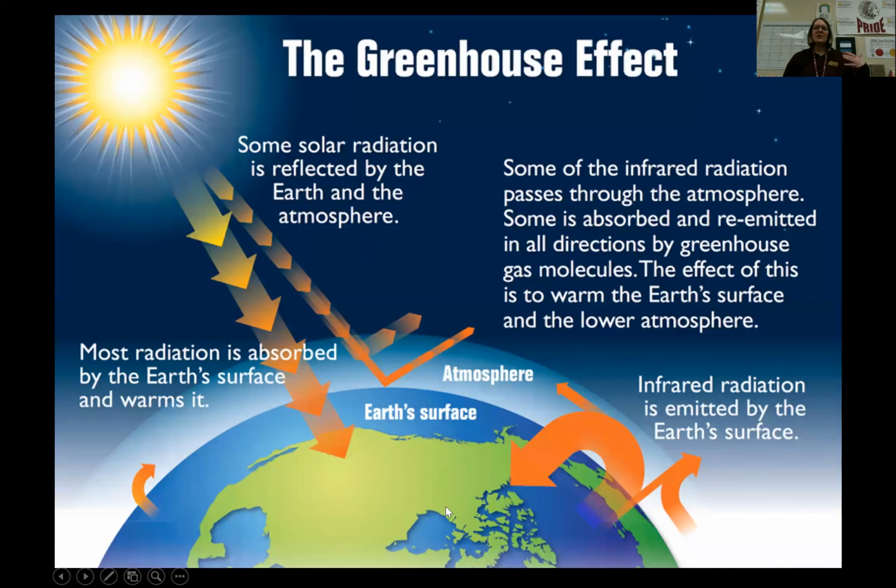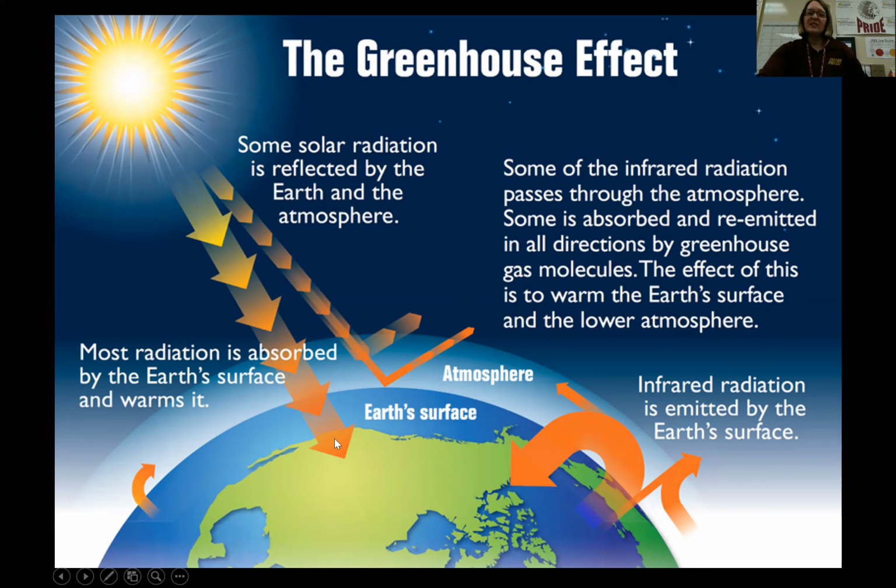So here's a picture that shows you what type of radiation is actually making it to the Earth. So we have our sun. We've spent a lot of time talking about the sun, and how the sun gives us sunlight. Well, first of all, not 100% of sunlight actually reaches the Earth's surface. In fact, as you can see here, some of it gets reflected off. A lot of it just immediately gets reflected by the Earth and the atmosphere, so it immediately bounces back out into space.